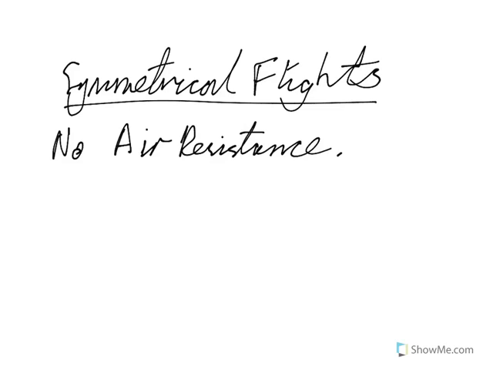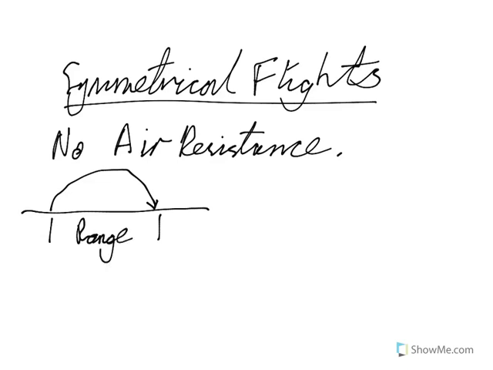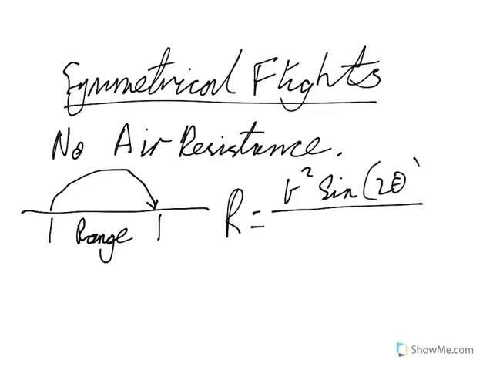Alright, now something that's maybe a little bit handy is that you can find the range. By the range I mean, if I've got this thing and I chuck it from here and it lands there on the ground, this distance here is our range. The range R you can get from this little formula here: V squared sine 2 theta over g.